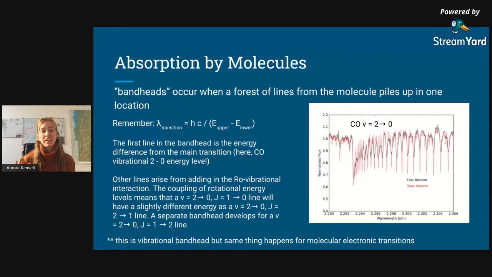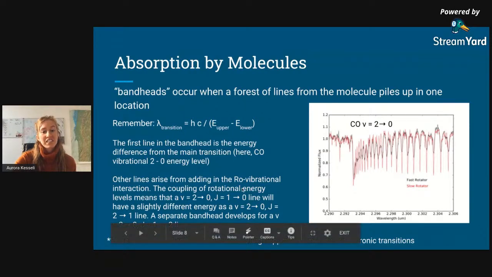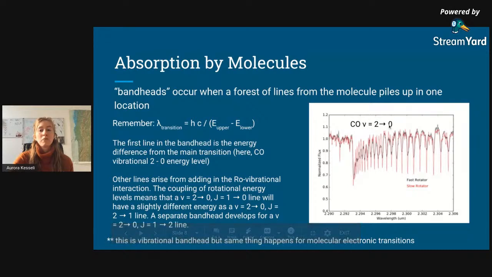Okay, so this is just an example for carbon monoxide for a single vibrational transition from 2 to 0. But we also get this same rotational-vibrational coupling for electronic transitions for molecules as well. So that's why molecules have so many absorption lines.